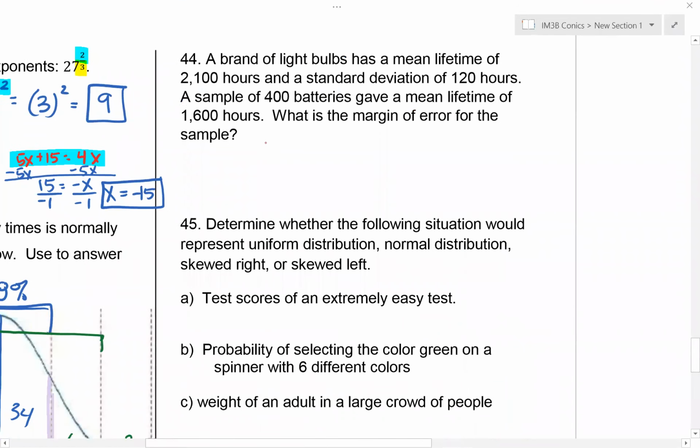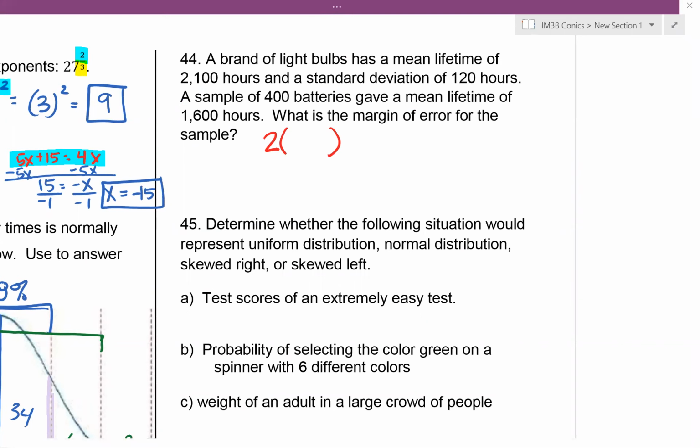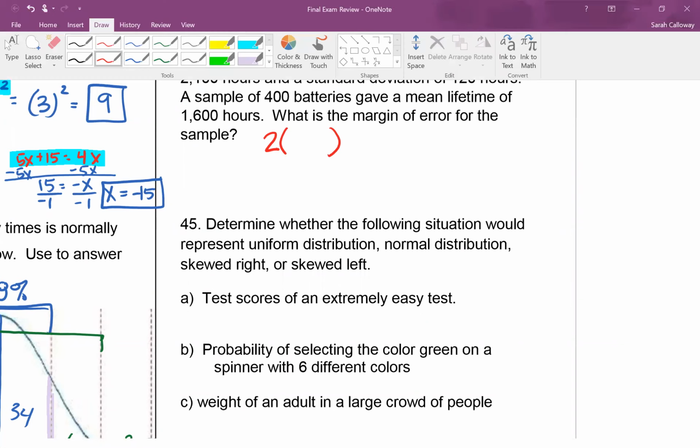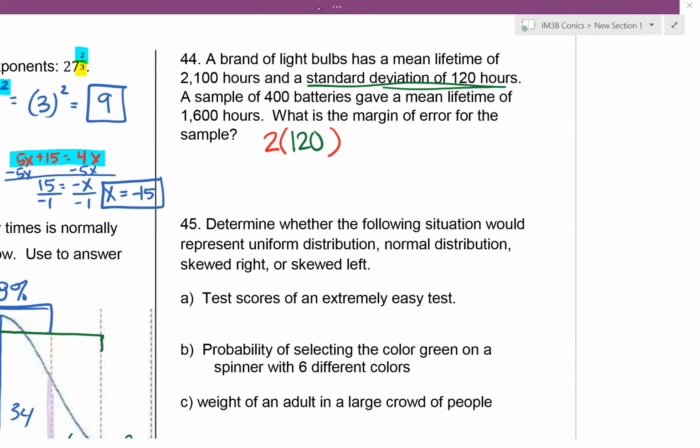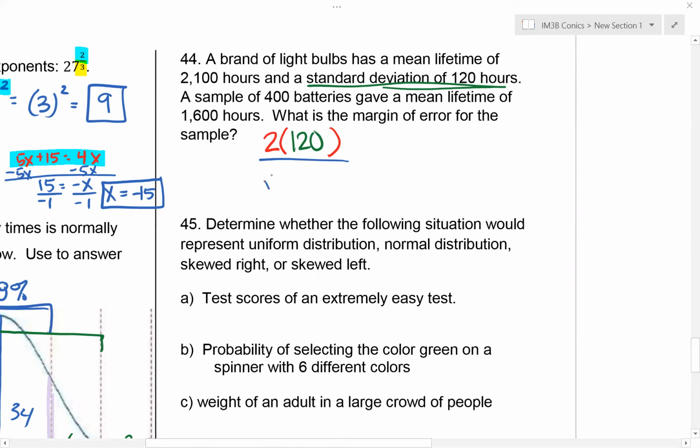So we're going to take 2 times the standard deviation, which is 120, and we're going to divide that by the square root of 400. So 2 times 120 is going to give us 240. And then the square root of 400 is 20. So 240 divided by 20 is going to give us 12. So the margin of error is 12 for this sample.